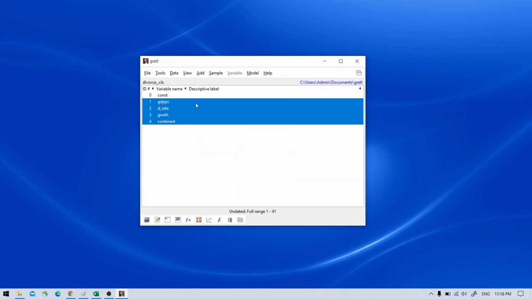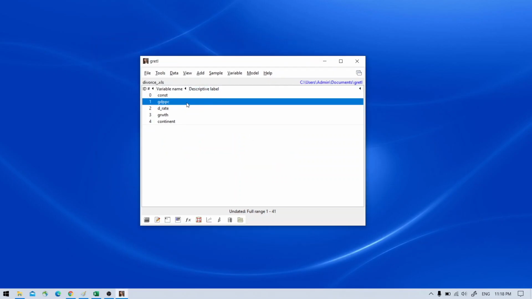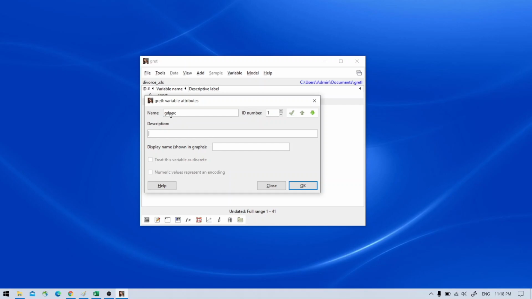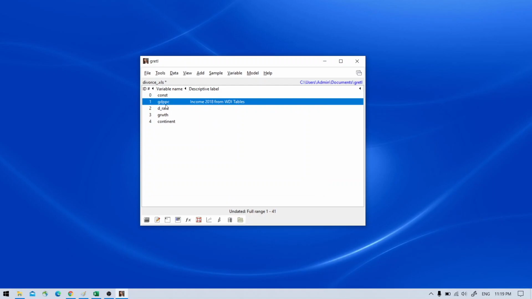One thing that you'd like to do is put the descriptions for the variables. To do that, you can right click, go to edit attributes, and this is GDP per capita, so you can say income, and it's for the year 2018 from the WDI tables. What is important here is if you want to see it labeled on the graph and tables, you can put it here and say real GDP per capita. Okay, and it gives you the description here.